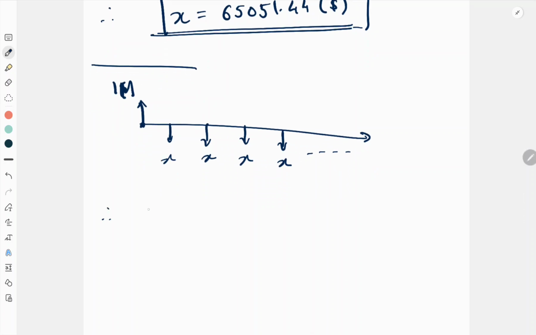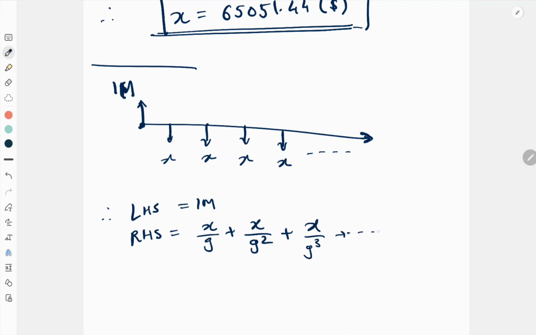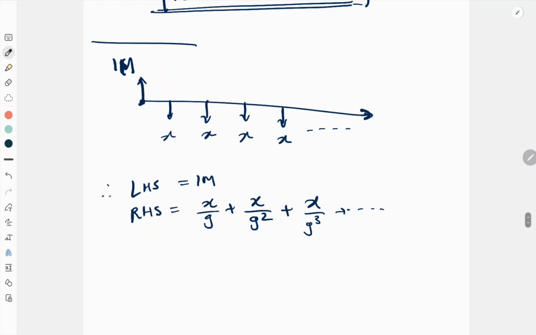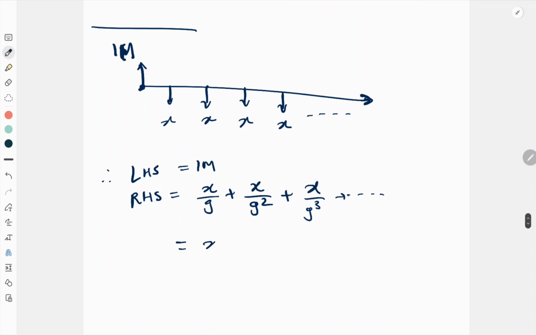So let's see. Now I cannot take everything all the way to the last point. I have to bring stuff back to the first point, because there is no point at infinity that I can bring. So left hand side is 1 million, and right hand side is equal to x divided by g plus x divided by g square plus x divided by g cube. This is an infinite series. I have to add all these numbers up, which would be x times 1 by g plus 1 by g square plus, and so on.